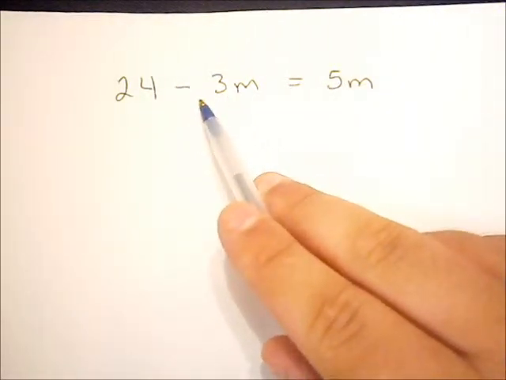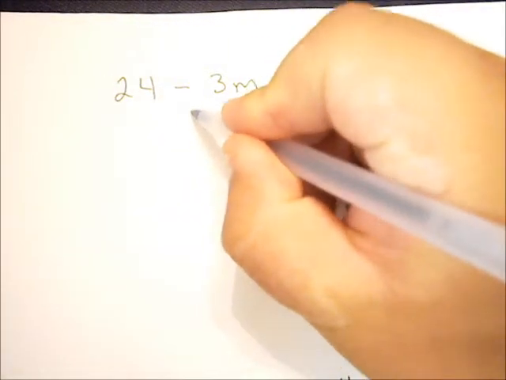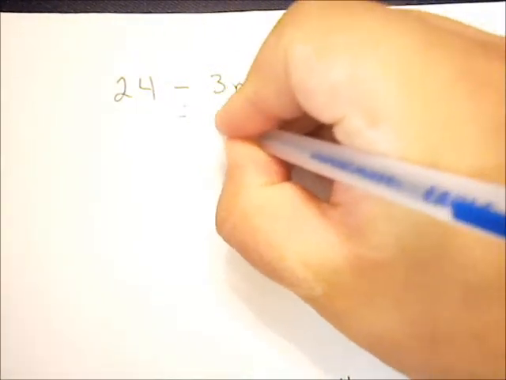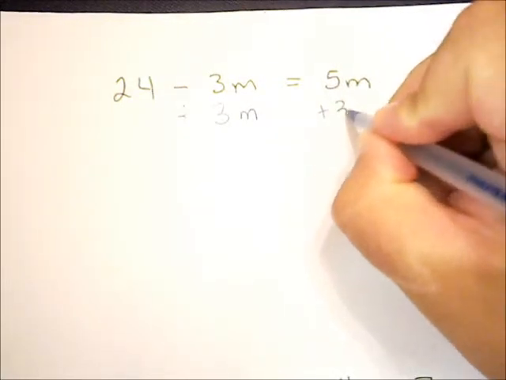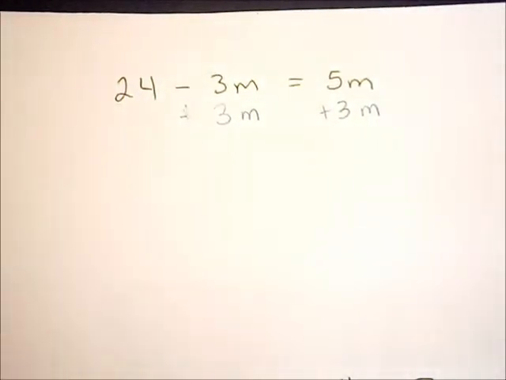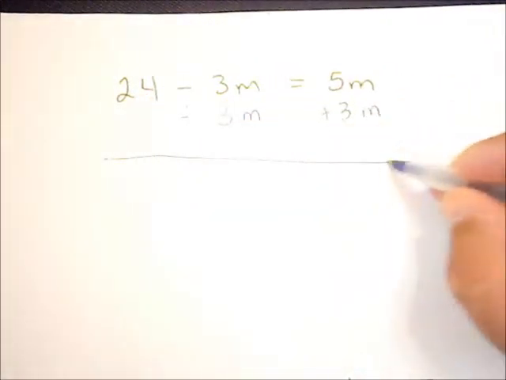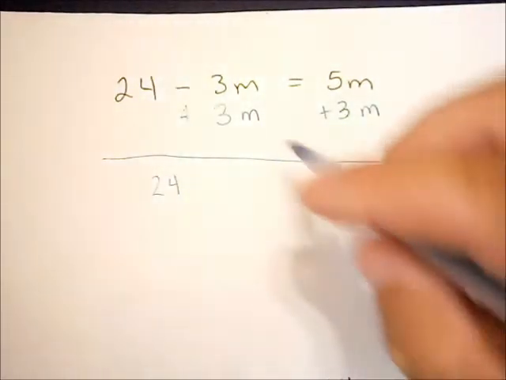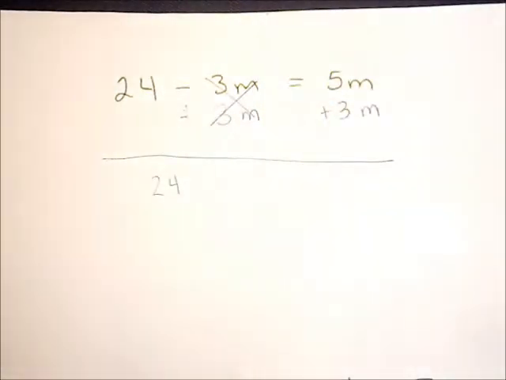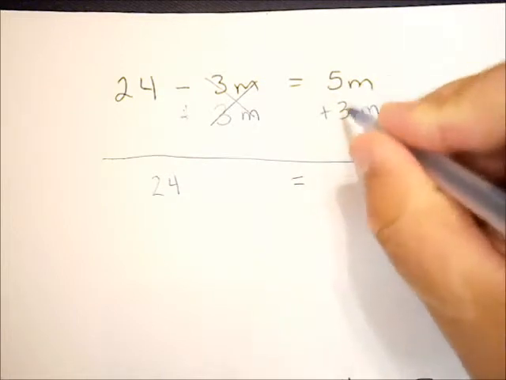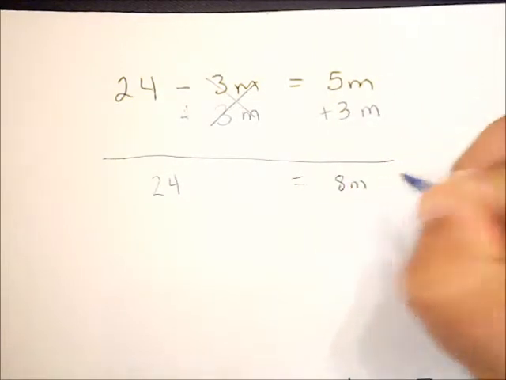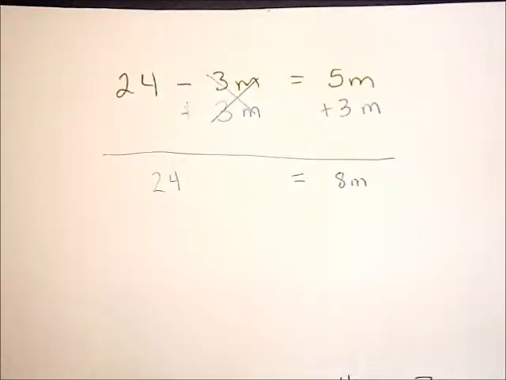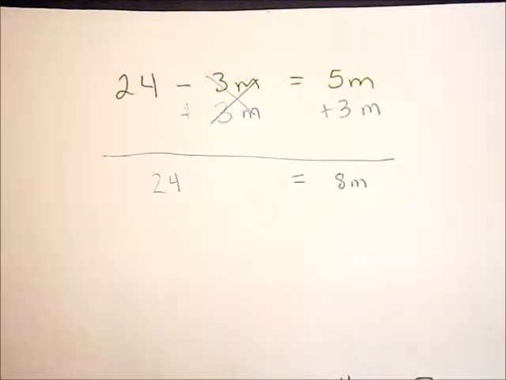And so to do the inverse operation, I need to add 3m to both sides. When I do that, I'm still going to have the 24, but just like before, this 3m and negative 3m are going to cancel. They're going to make 0, and on this side I have 8m. Now I'm getting closer. In fact, I only have one more step to do.